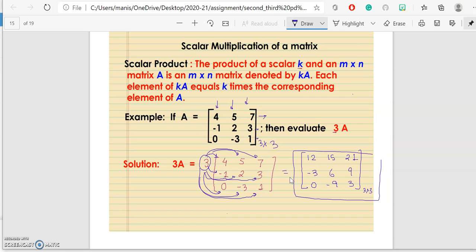Now if I read the definition again, it says the product of a scalar k, that's 3, and an m by n matrix, that 3 by 3 matrix A, is an m by n, a 3 by 3 matrix denoted by k times A. Each element of k times A is equal to k, that is 3, times the corresponding element. So this is our answer. This is how we do scalar multiplication.